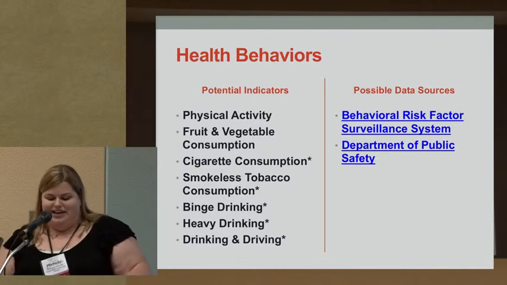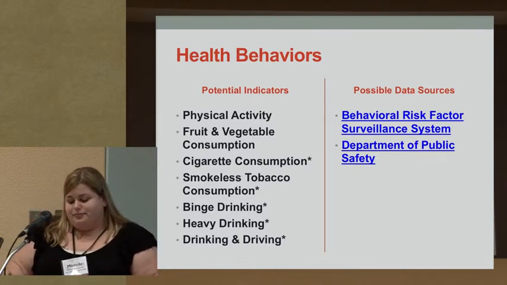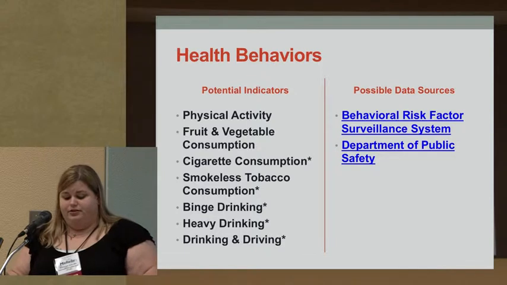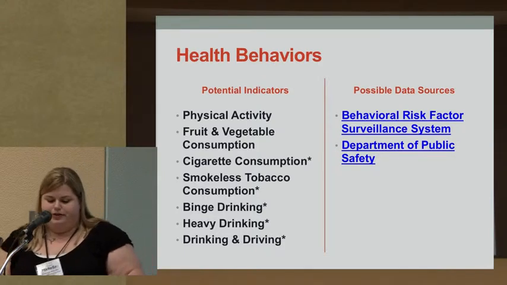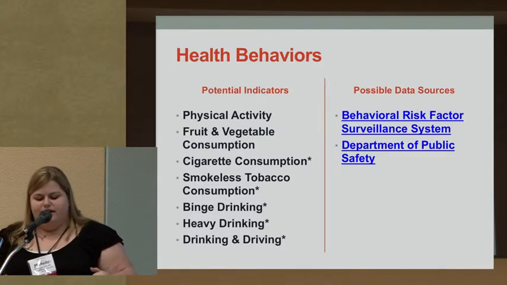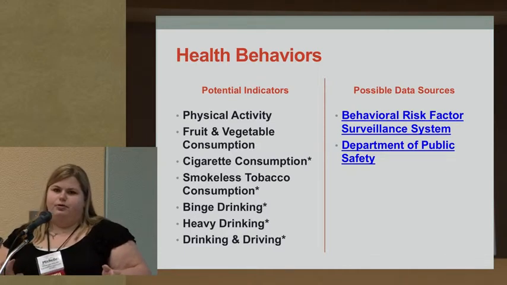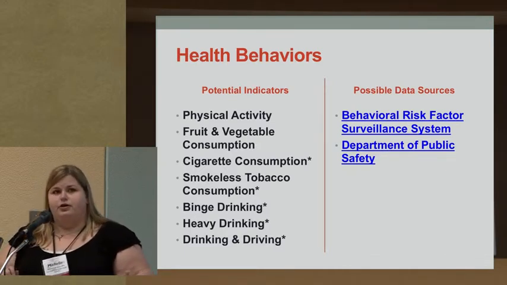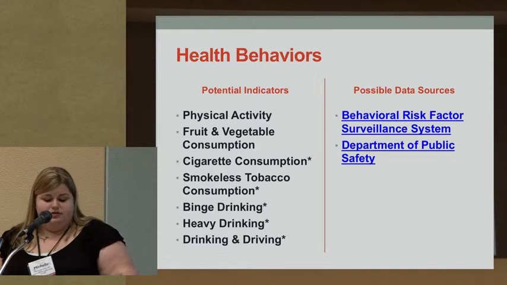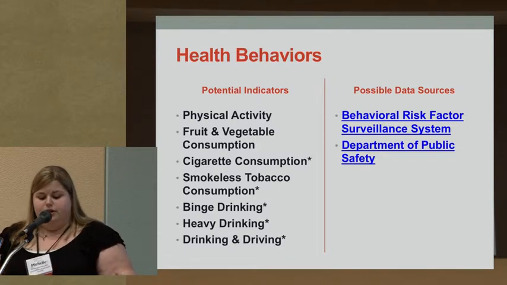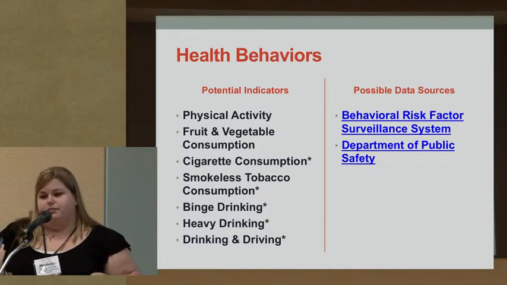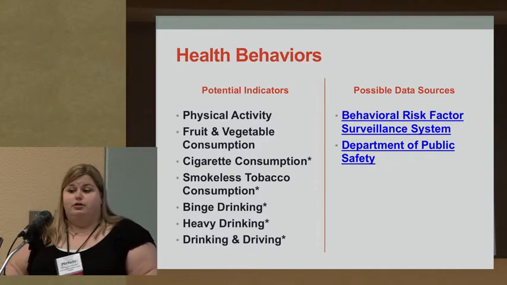There we go. Health behaviors. Again, BRFSS related, physical activity, fruit and vegetable consumption. And the last set can actually overlap in different categories. It can overlap either with health behaviors or under substance abuse with smokeless tobacco consumption, binge drinking, heavy drinking, drinking and driving. And then there's also a bunch of data from the Department of Public Safety with drinking and driving that you can pull.